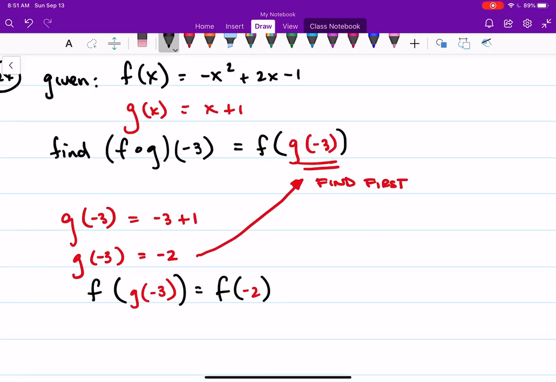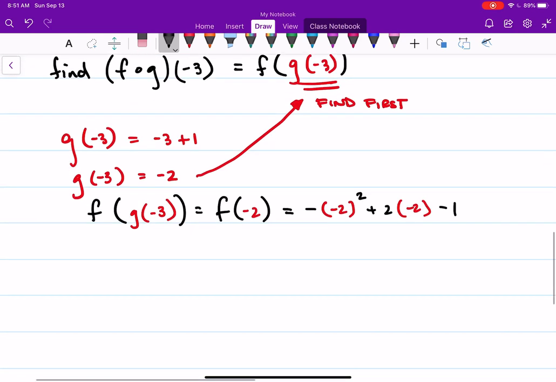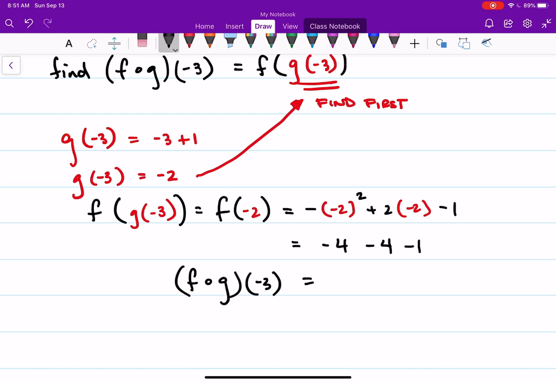Great. So that's going to equal negative 2 squared plus 2 times negative 2 and then minus 1. So what do I have here? I have negative 2 squared, which is 4. Negate that, so negative 4. I have 2 times negative 2, which is negative 4, and then minus 1. So the f of g of negative 3 would equal negative 9.